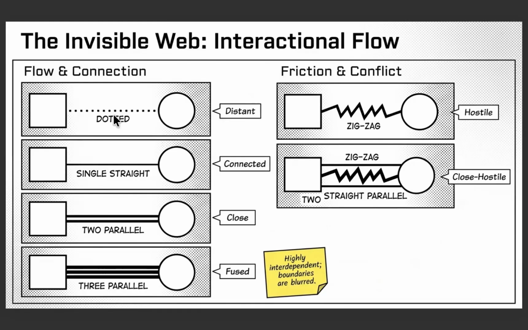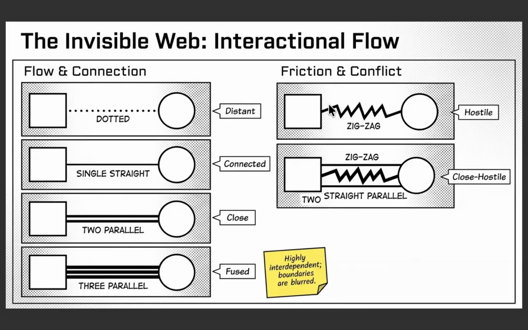That's distant. They're distant from each other. Single straight line, they're connected. Two parallel lines, they're close. Two parallel lines is good. Connected, one straight line, dotted means distance. Three parallel lines, though, is fused. That's where it's too close together.